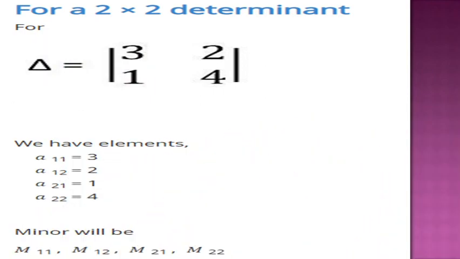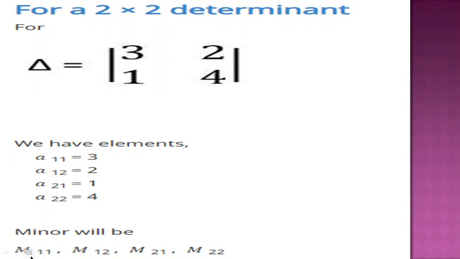Let's talk about a 2 by 2 matrix first of all. A 2 by 2 matrix means it will have 4 elements, and all those 4 elements can be written like this: A11, A12, A21 and A22. We represent minors with capital letter M and we represent cofactors with capital letter A. So if we have 4 elements, it means it will have 4 minors. This matrix or this determinant will have 4 minors and 4 cofactors. So each element will have its own minor and its own cofactor.